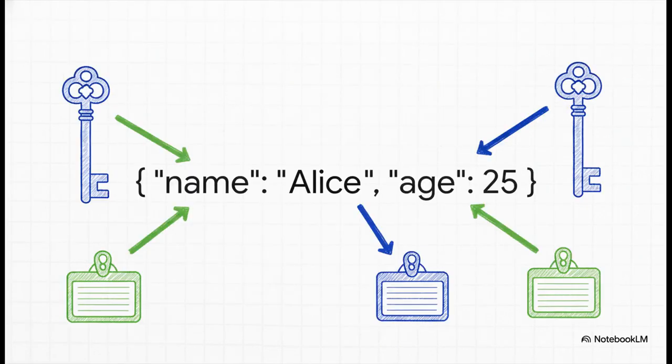And this is what it looks like at its heart. It's all about these key value pairs. You've got a key, like name, and its value Alice. You've got another key, age, and its value 25. See, it's just a really straightforward, intuitive way to organize data.